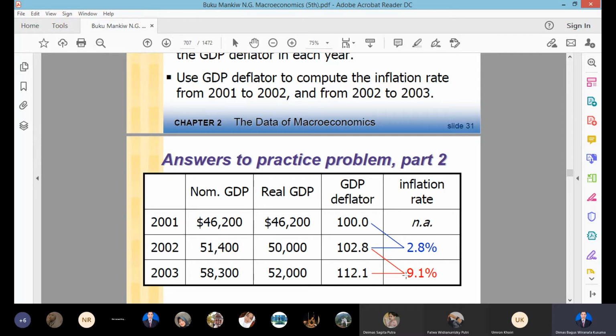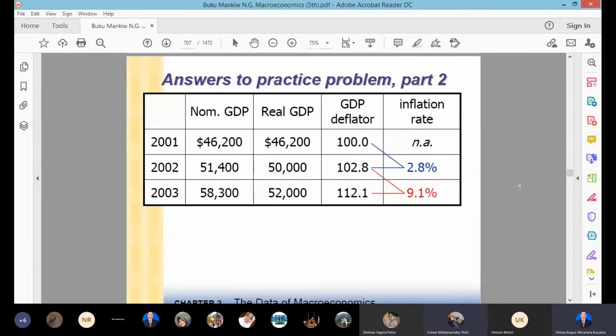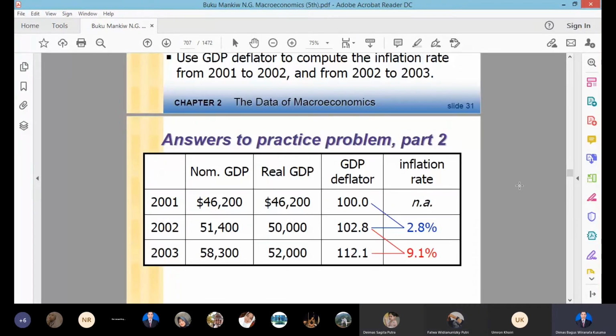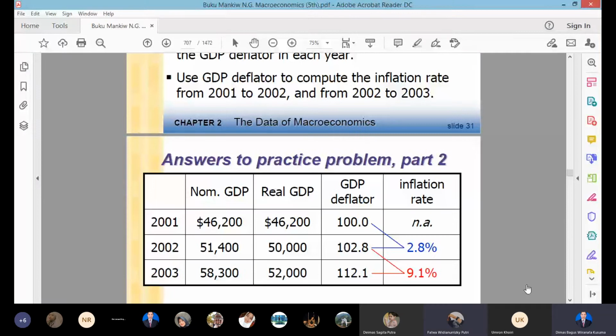I hope it is clear, Dimas. Yes, sir. Okay, please, sisters. Not 9.3%, sir. Okay, it doesn't matter. It is just the issue of decimals. You can just put 9.1 or 9.2. It depends on the decimal that you agreed upon. Okay, thank you for the corrections. Any other feedback before we continue?